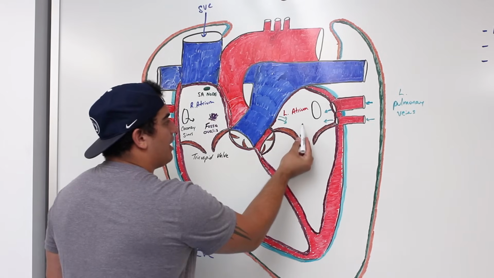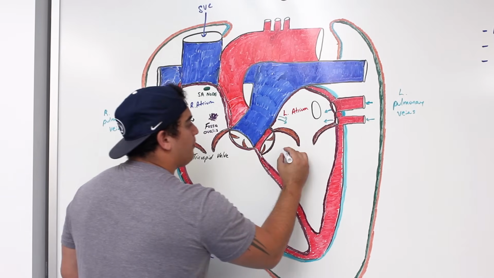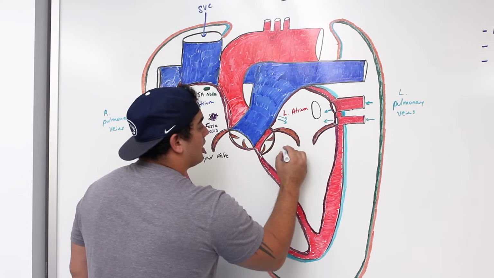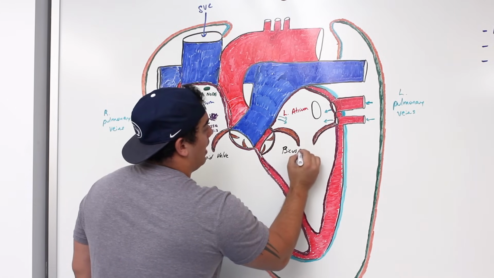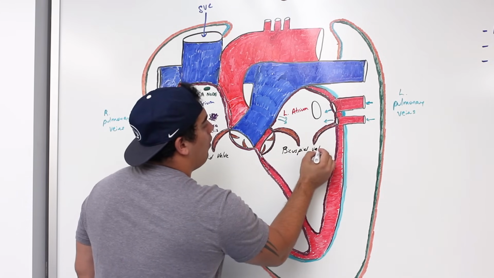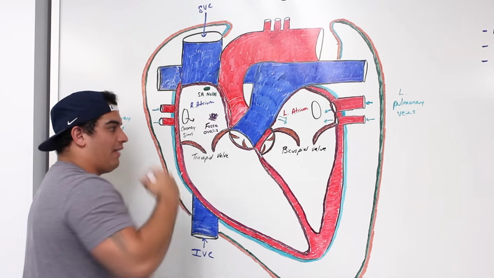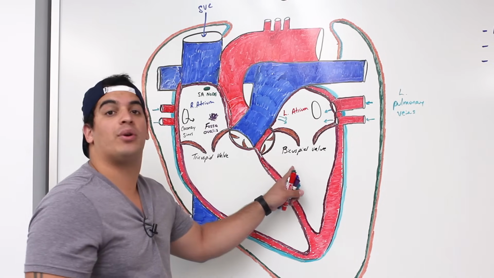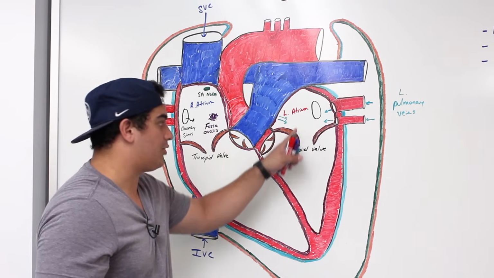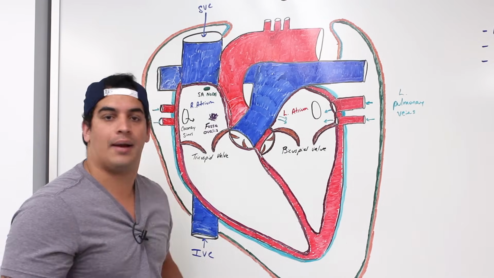This one over here, which is separating the left atrium from the left ventricle, is called the bicuspid valve. The bicuspid valve. Or another name is the mitral valve, or the left atrioventricular valve, because it's separating the atrium and the ventricle on the left side.